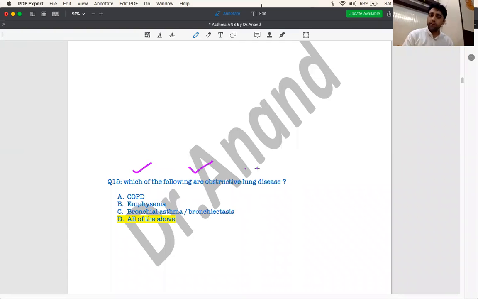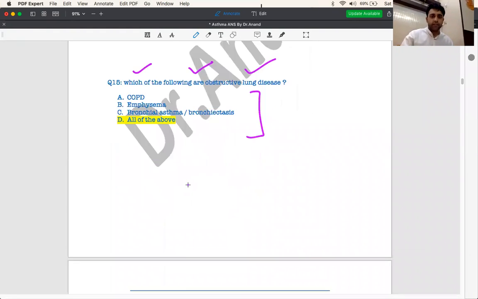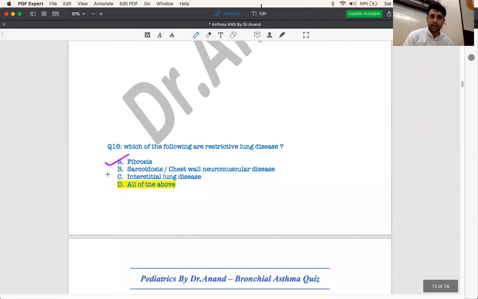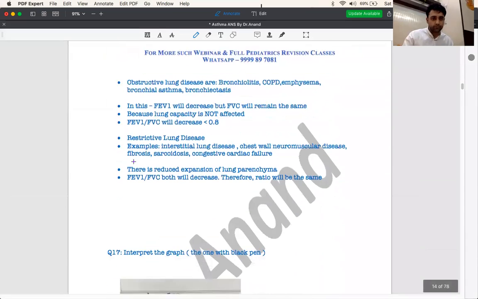Question 15, we have already covered the examples of obstructive lung disease. And then again, the examples of restrictive lung disease also: fibrosis, sarcoidosis, chest wall neuromuscular disease, and interstitial lung disease. All these, even congestive cardiac failure also, we can land up into restrictive lung disease. This also I have already told you. Okay, we have covered, yeah.